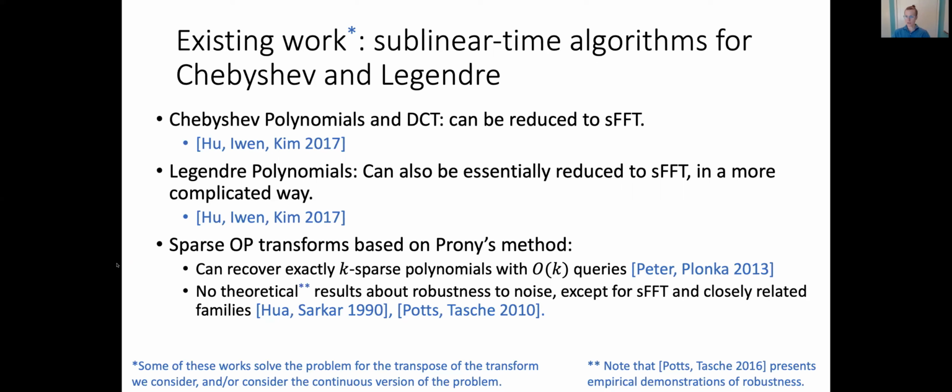Cool. OK, so that's a quick overview of what's been done. And the takeaway, hopefully, is that there's been tons and tons of work on the Fourier transform and on sample complexity, and not so much work on sparse orthogonal polynomial transforms for more general families than Chebyshev or Legendre. So that's the area that we're hoping to tackle with this work.